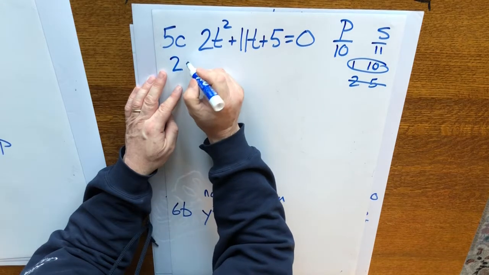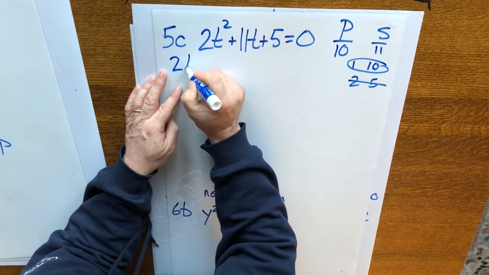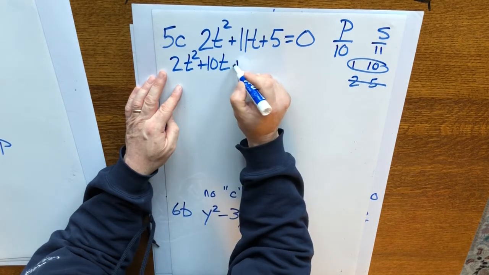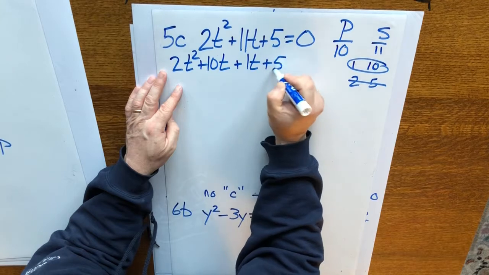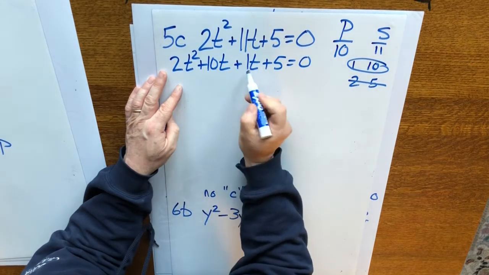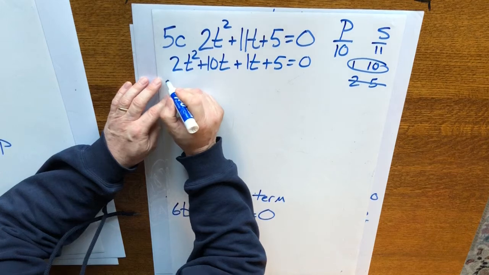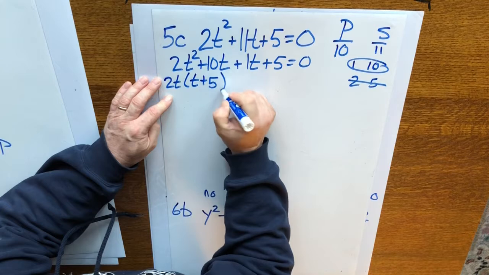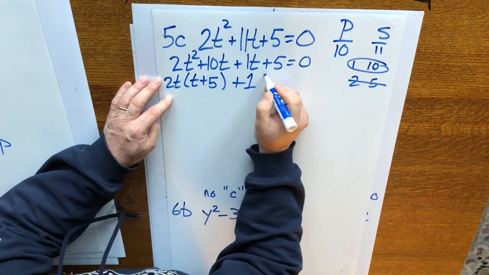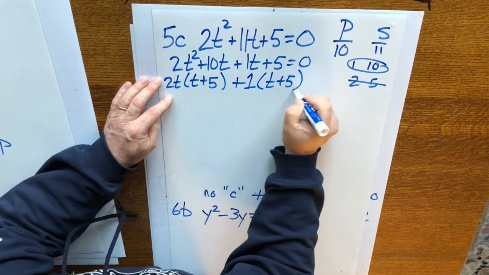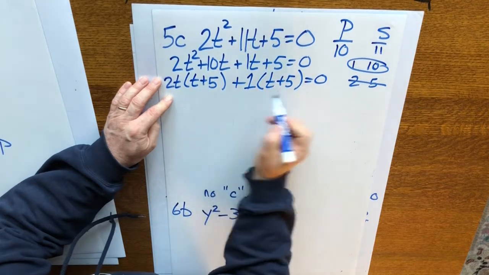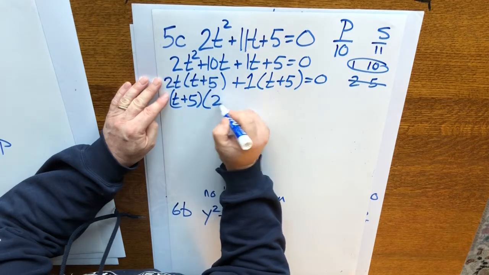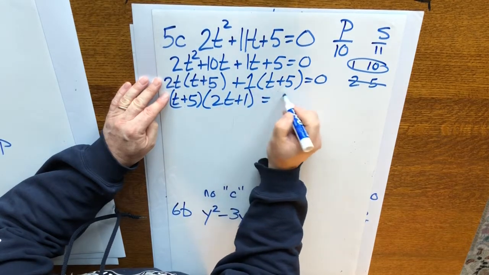So I have 2t squared plus 10t plus 1t plus 5 equals 0. I've decomposed the middle term using the two magic numbers, and then I can common factor out a 2t from the first ones and a 1 from the second ones, and I create that warm and fuzzy feeling. So (t plus 5)(2t plus 1) equals 0.